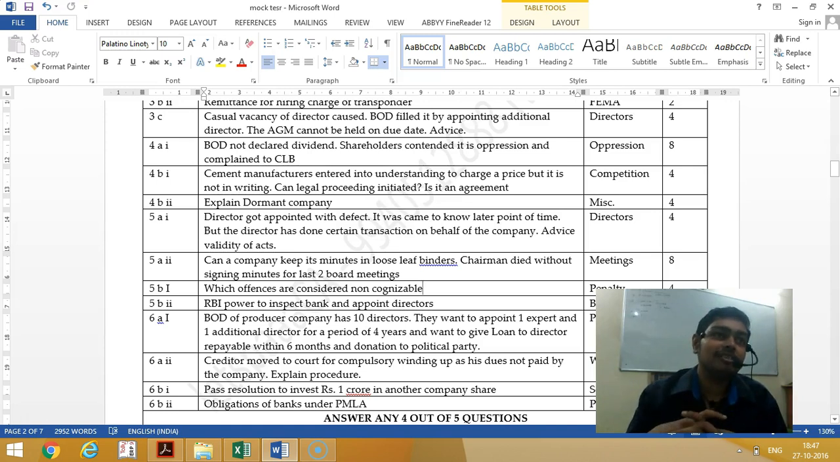Who can take cognizance of the offence? Court. Court can take cognizance of the offence, filed by shareholders, SEBI, central government, ROC. Next. RBI power to inspect bank and appoint directors.